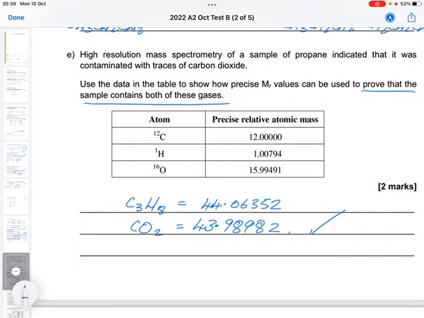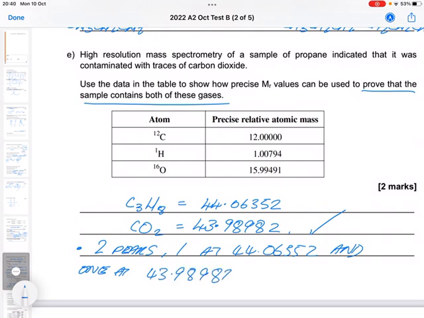and it says this is to prove that the sample contains both of these gases. So you would need to state on top of this that you would see 2 peaks, one at 44.06352 and one at 43.98982 for the molecular ions. Okay, and the mark scheme doesn't need the values written out again here, but you do need to mention that you'll get 2 peaks, one for each of the 2 molecular ions.